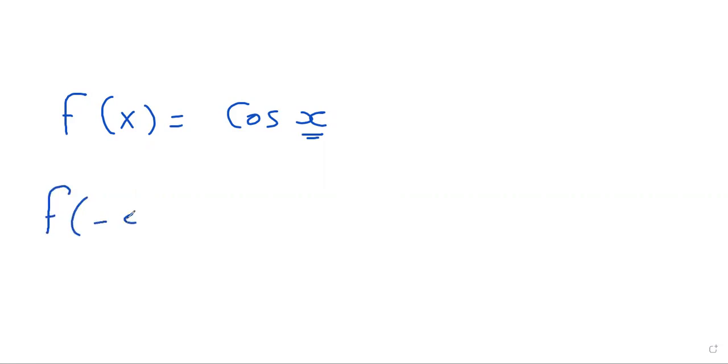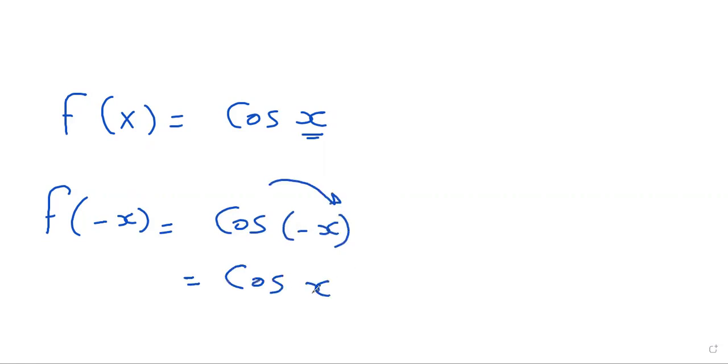If I have a function like f of x equals cosine x, you know, from the previous year, we have studied that cosine cancels negative. So if I ask about f of negative x, it's cosine of negative x, which will be cosine x. So this function is an even function, because cosine cancels negative.